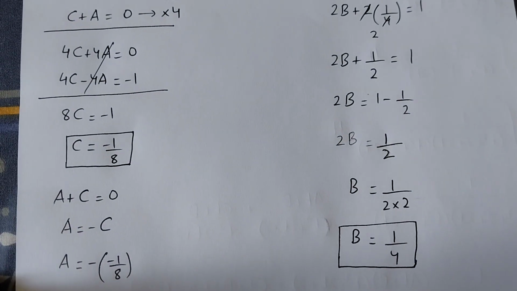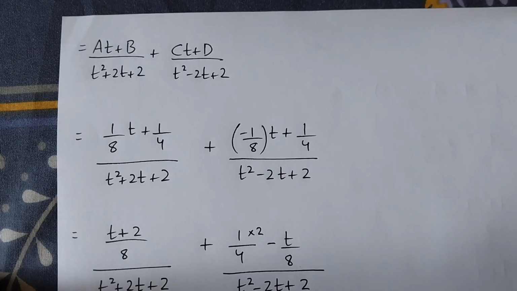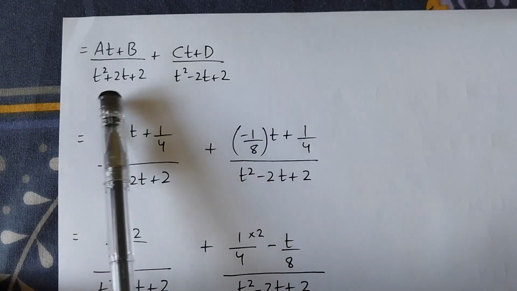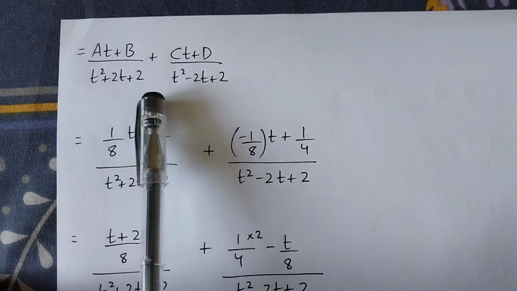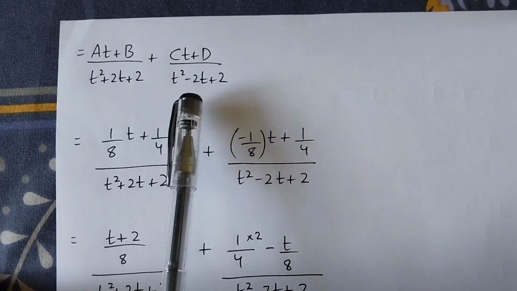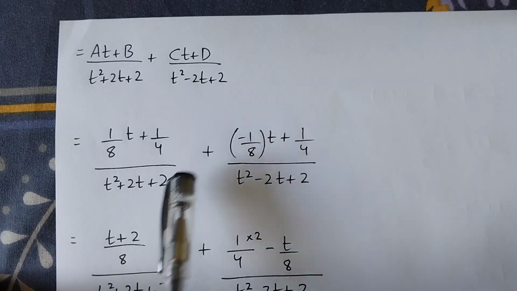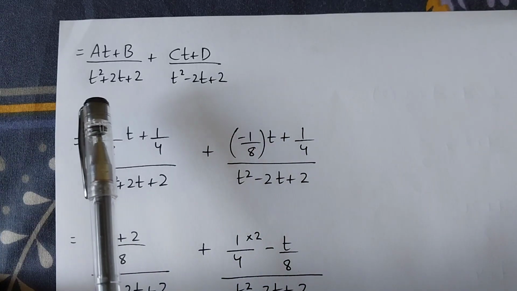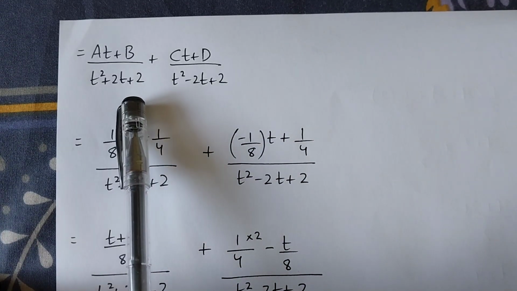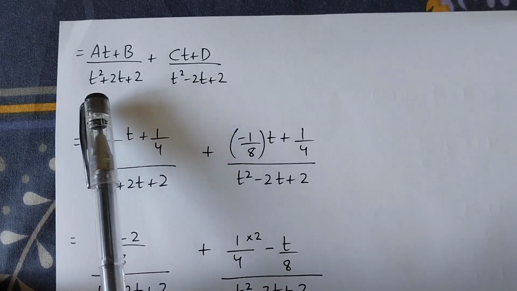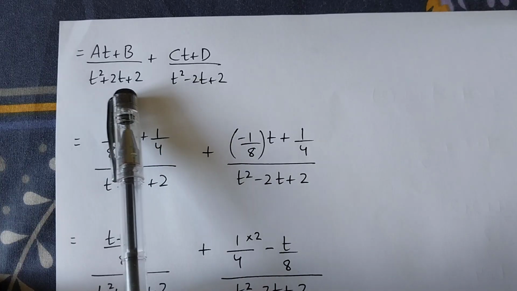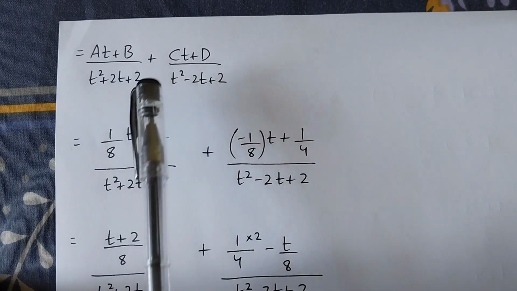Now we just put these values in our partial fraction resolution form and solve for the integral. So this was basically our partial fraction form: at plus b over t square plus 2t plus 2, plus ct plus d over t square minus 2t plus 2. The problem we face integrating this thing is that the derivative of t square plus 2t plus 2 is 2t plus 2.